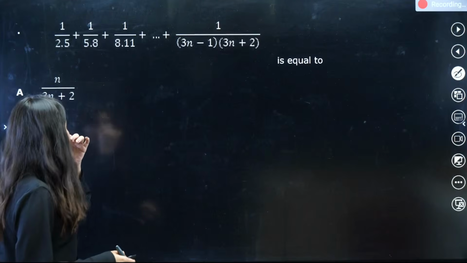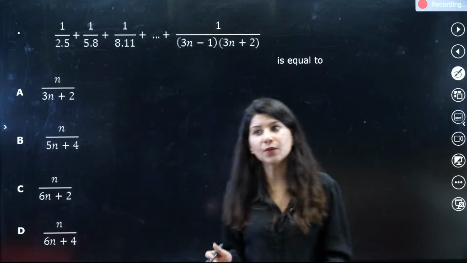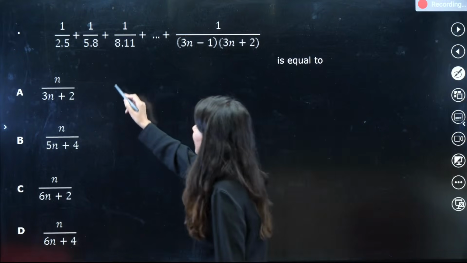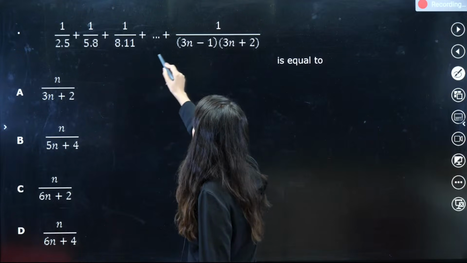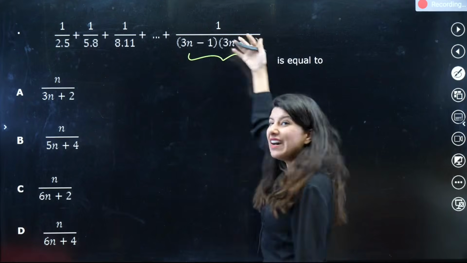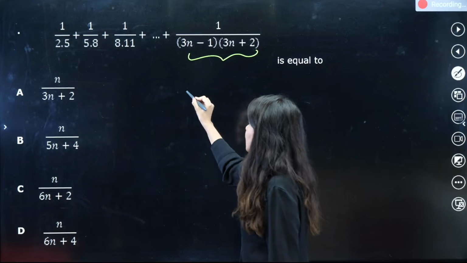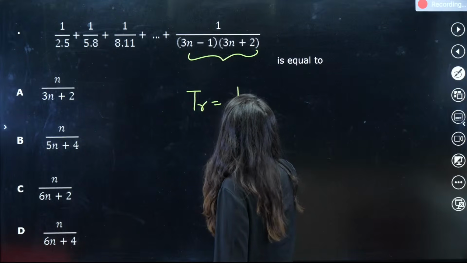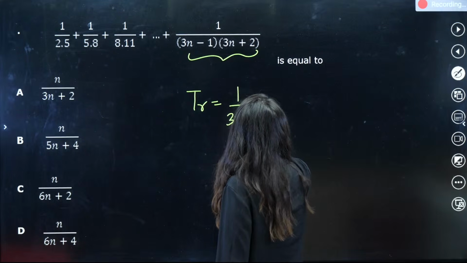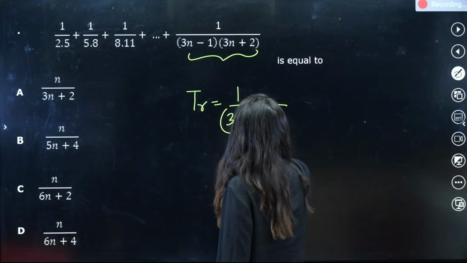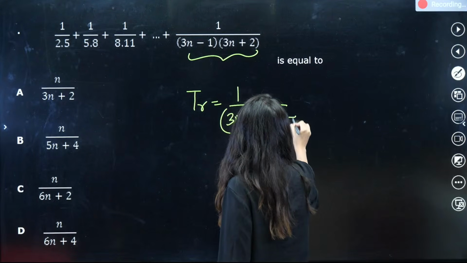Alright. Let us move on to the next problem, which is from sequence and series. 1 upon 2 into 5, 1 upon 5 into 8, 1 upon 8 into 11, and all the way up to this. So they have already given the general term, right? Basically the general term would be 1 upon (3r-1) into (3r+2).